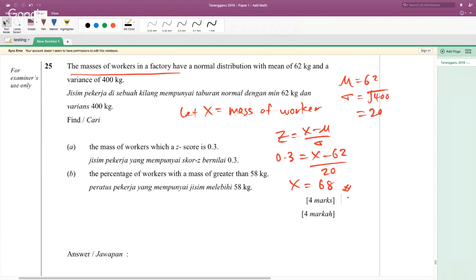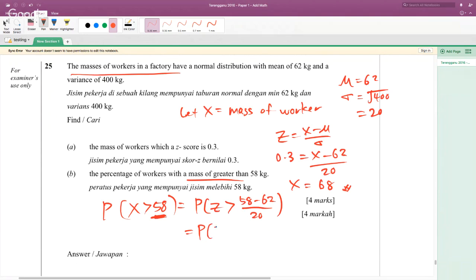It's quite easy. And then the percentage of workers having a mass greater than 58. The mass is x, right? So x is greater than 58, and percentage is the same as probability, so I'm going to find the probability first. The first thing is we have to change into z. So x minus mean over standard deviation. Therefore, z is bigger than 58 minus 62 divided by 20.